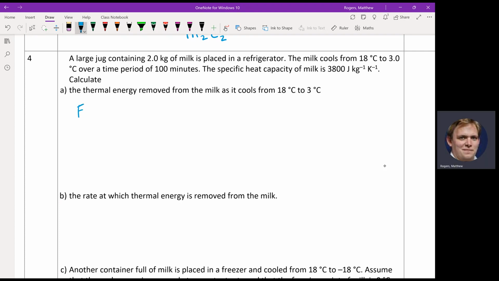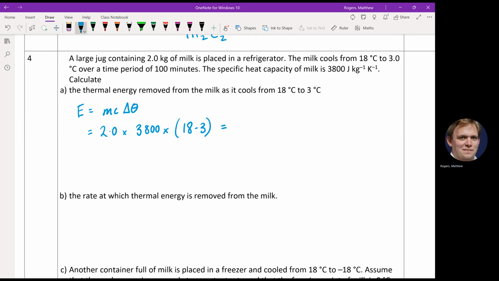So here we're going to use E equal to mc delta theta. Straightforward. 2 kilograms. The specific heat capacity is 3,800, and the change in temperature is from 18 to 3, so 18 minus 3, so obviously 15. We do the calculation then. That's 114,000 joules.